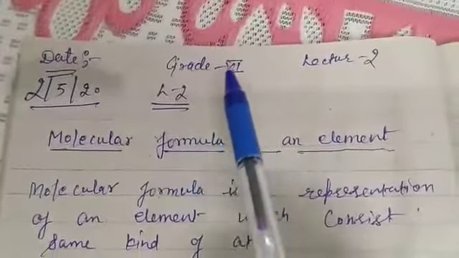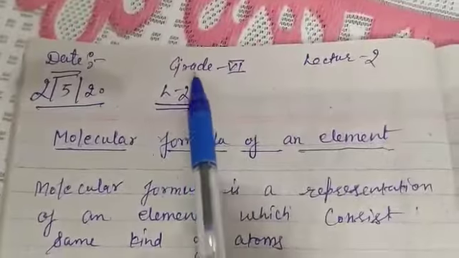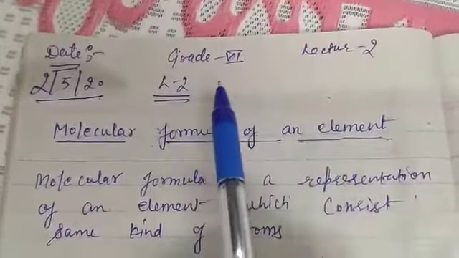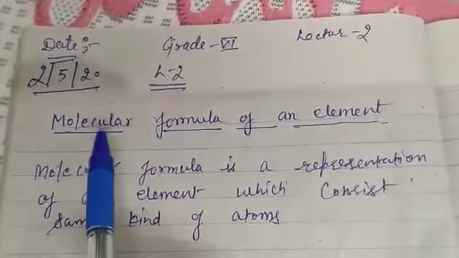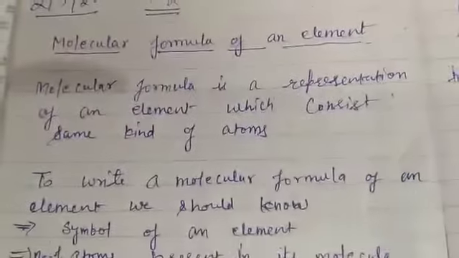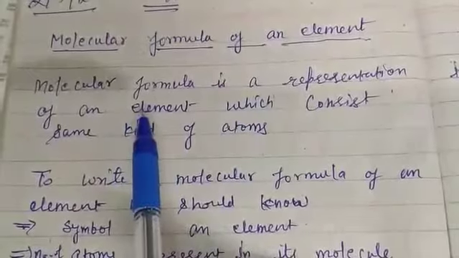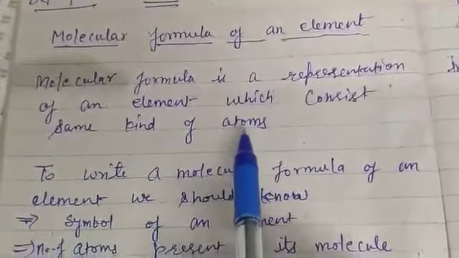Good morning, students. Today we will discuss the next topic of lesson number 2 for grade 6. This is lecture number 2 for the second lesson. The next topic of this lesson is the molecular formula of an element. A molecular formula is a representation of an element which consists of the same kind of atoms.